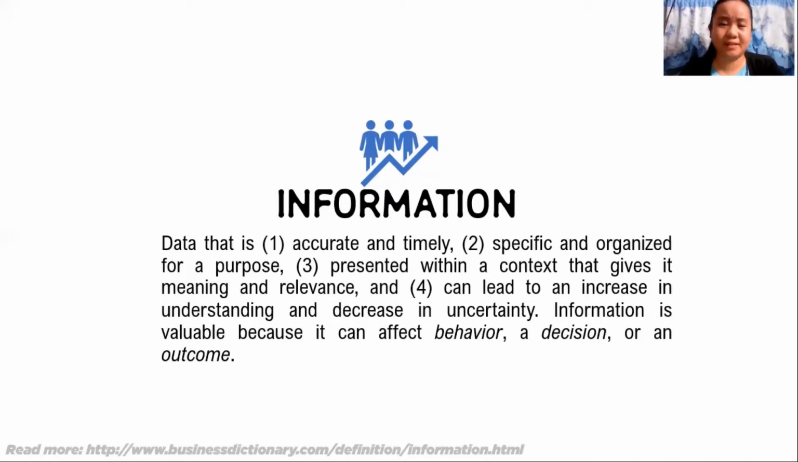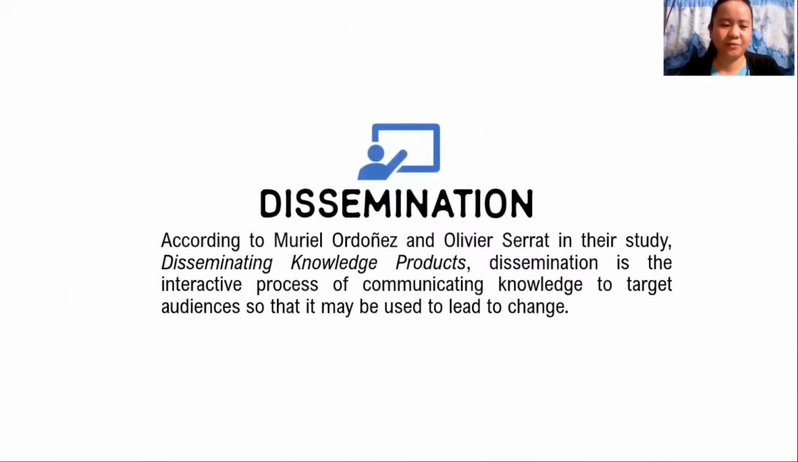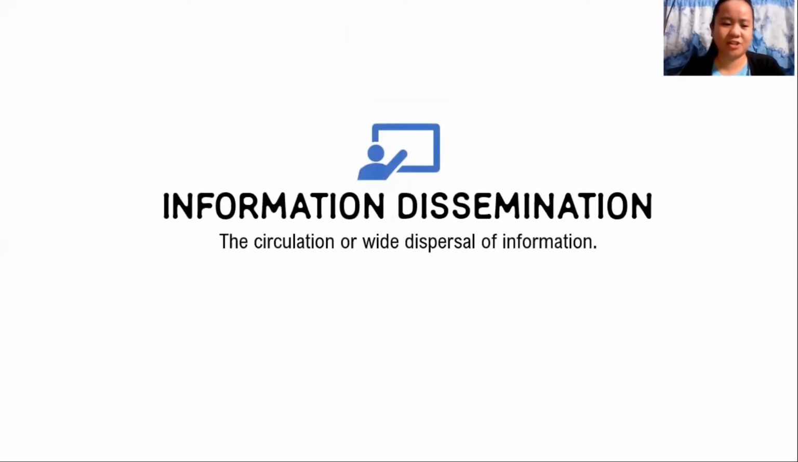How about the word dissemination? According to Muriel Ordonez and Oliver Serra, dissemination is the process of delivering and receiving a message, the engagement of an individual in the process, or the transfer of a process or product that has a specific objective, which is to make a change. Simply, information dissemination is the circulation or wide dispersal of information.